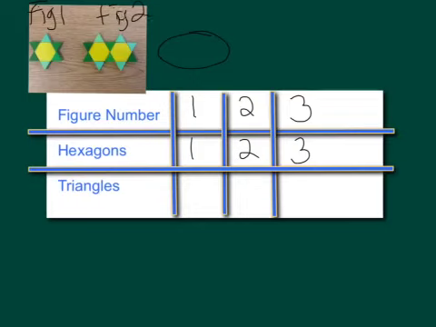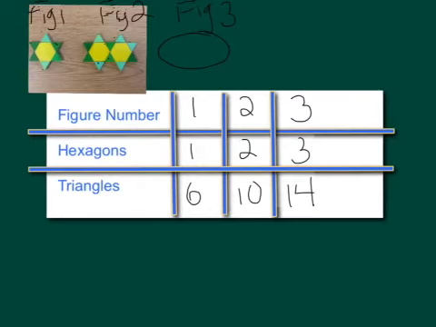That should say figure. It's my messy writing again. And then this one would be figure 3, but I'm not going to try and draw that on here. So the number of triangles, we need to count them up for figure 1. 1, 2, 3, 4, 5, 6. And on figure 2, 1, 2, 3, 4, 5, 6, 7, 8, 9, 10. And on figure 3, there were 14.